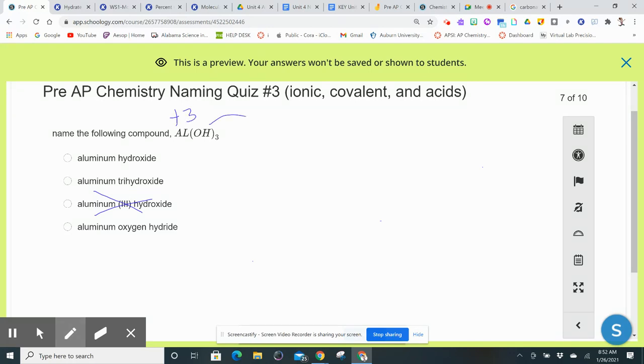Okay. OH, you should know, is hydroxide. That's a polyatomic ion, and it has a -1 charge, and I have 3 of them. So that's -3. So those charges balance. So if it's a metal, am I going to have any prefixes in here? Nope. So that one's out. Oxygen hydride is not the name of OH. So that one's out.